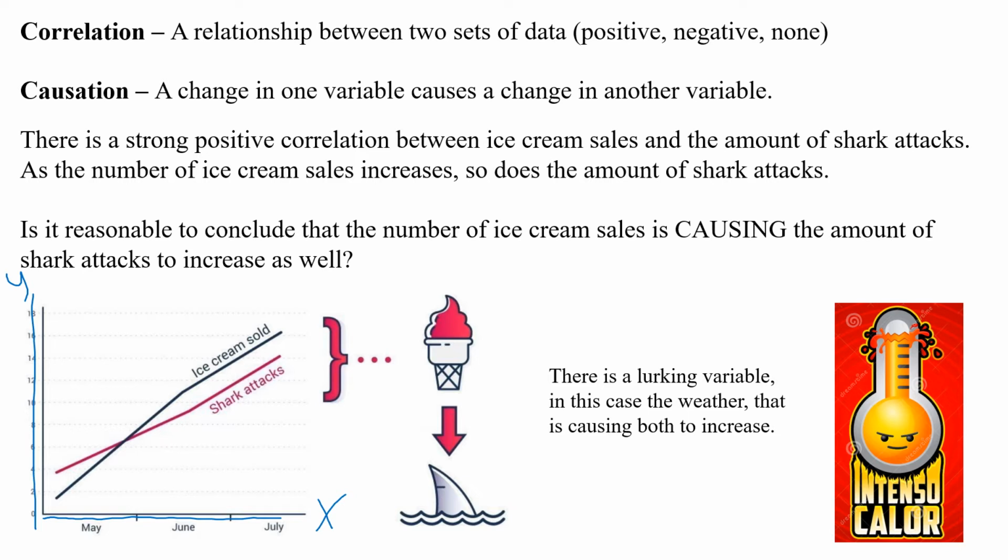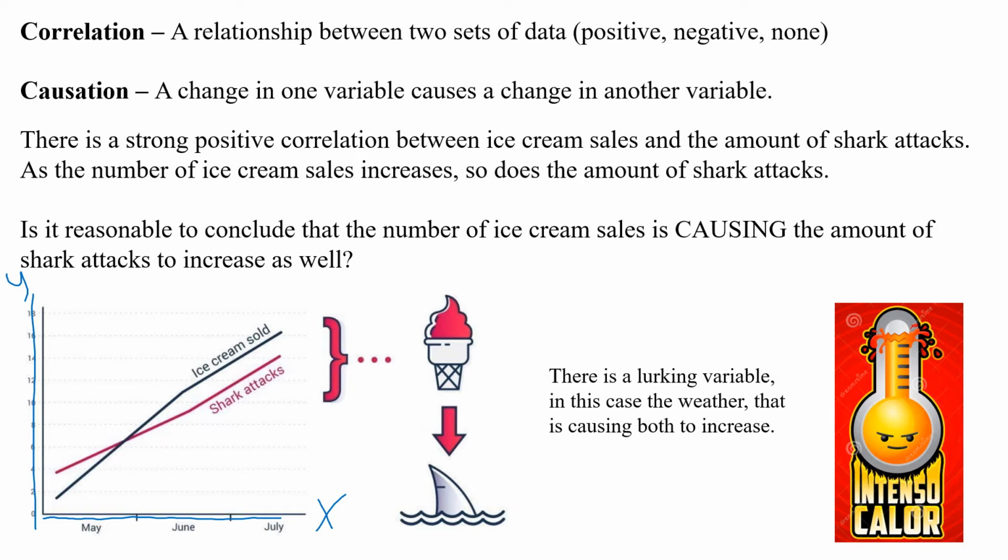The number of shark attacks is increasing, and the number of ice cream sold is increasing, so it's almost a straight line. There's definitely positive correlation here. There's a relationship: as one increases, so does the other. However, would it be enough to say that the number of shark attacks is causing ice cream sales to increase? Obviously not. That would be a little bit crazy to say.